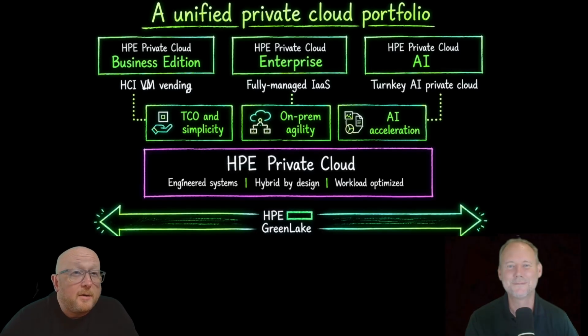Today, Chris and I are going to be walking through how Veeam protects HPE's private cloud environment. And that's the whole portfolio, top to bottom. A quick level set. Up to now, HPE Private Cloud has come in three flavors. Business Edition for HCI-based platforms. That's Enterprise for fully managed infrastructure as a service, and an AI turnkey solution, AI Private Cloud, all built on the same engineered, hybrid by design foundation, all sitting on GreenLake, of course.